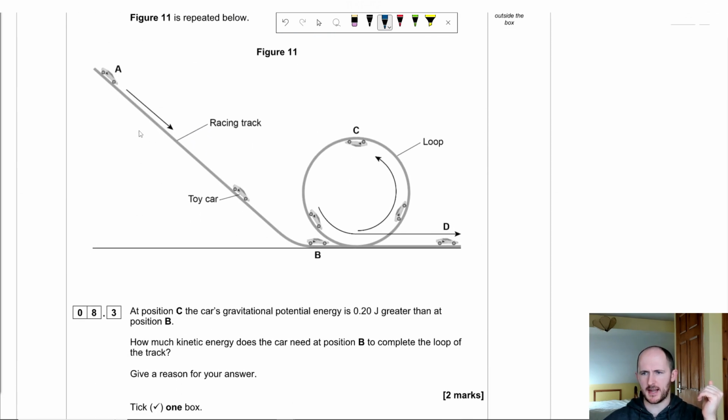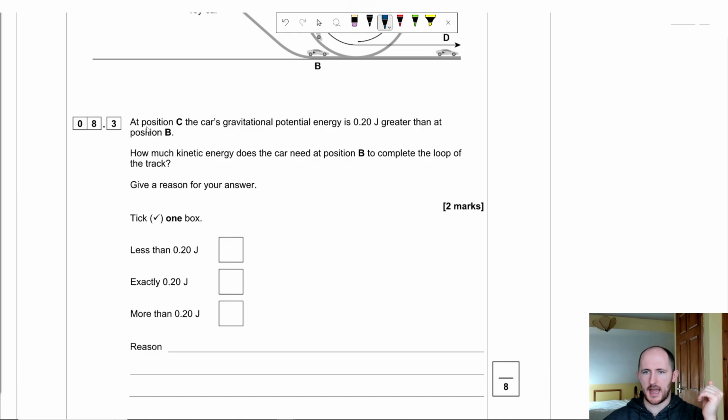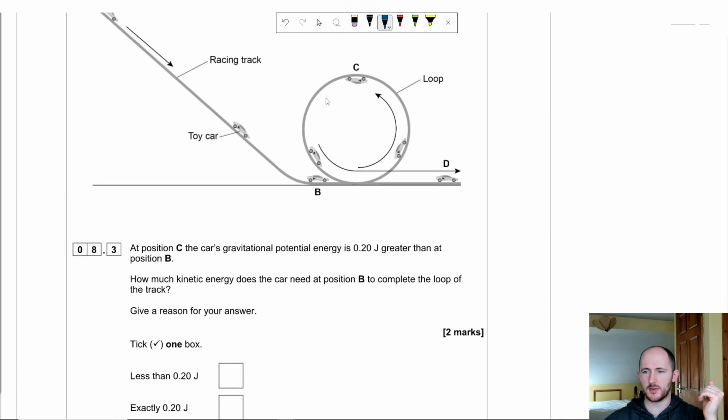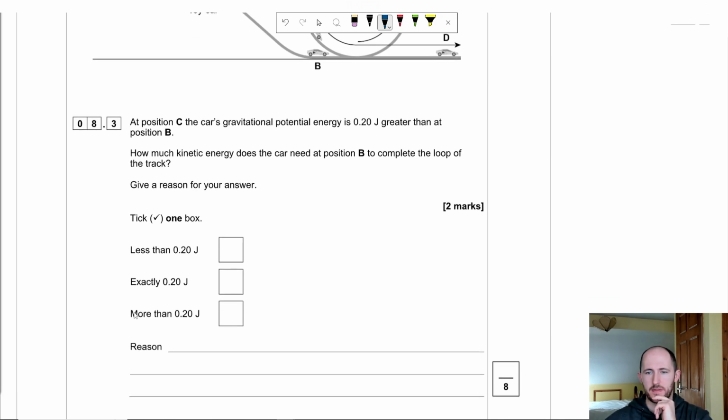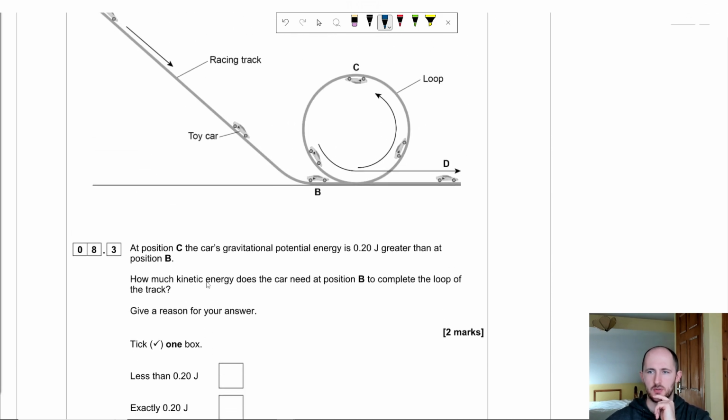Cool, they give us the same thing again. At position C, the car's gravitational potential energy is 0.2 joules greater than position B. How much kinetic energy does the car need at position B to complete the loop? So, that's a really good question. Is it more than, less than, or equal to 0.2 joules?